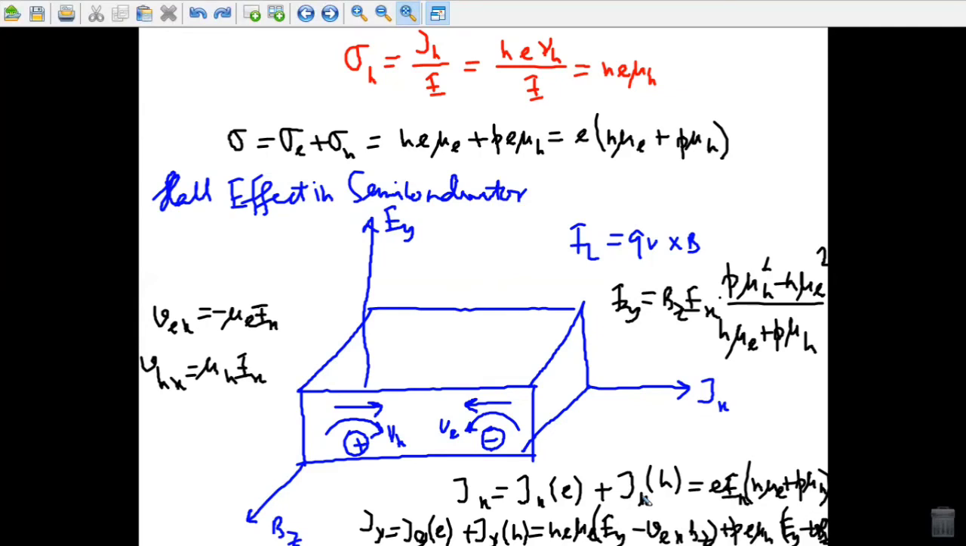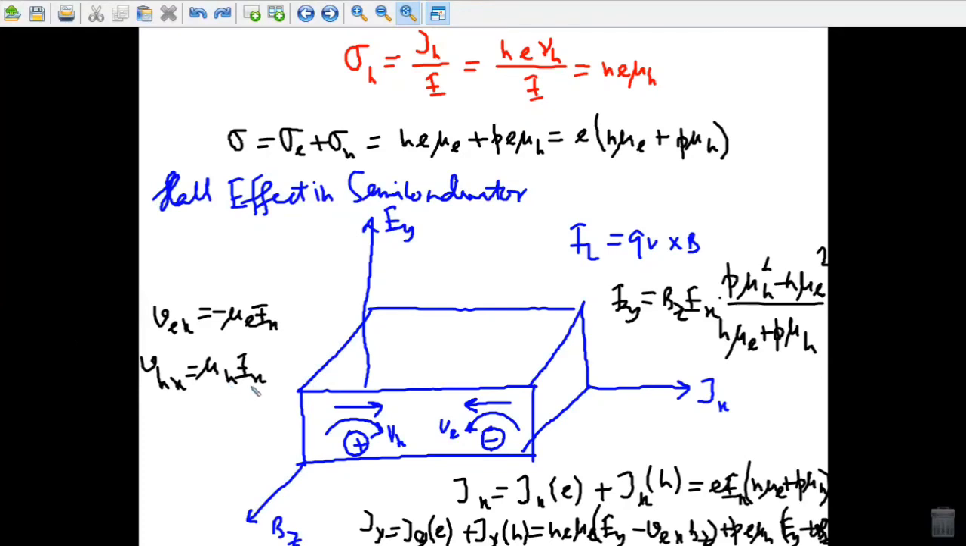Along the y direction, the two charges experience more than one field, and these are the Lorentz field ELE experienced by electrons and ELH by holes, and the Hall field EH by both. Under the action of the fields, the current along the y direction is given by Jy is equal to Jye plus Jyh, which is N e mu E times (Ey minus Vex Bz) plus P e mu H times (Ey minus Vhx Bz), where Vex is equal to minus mu E Ex and Vhx is equal to mu H Ex.